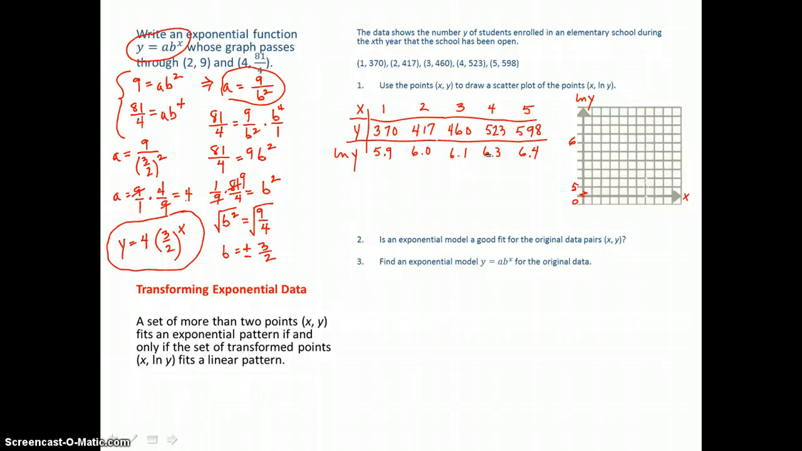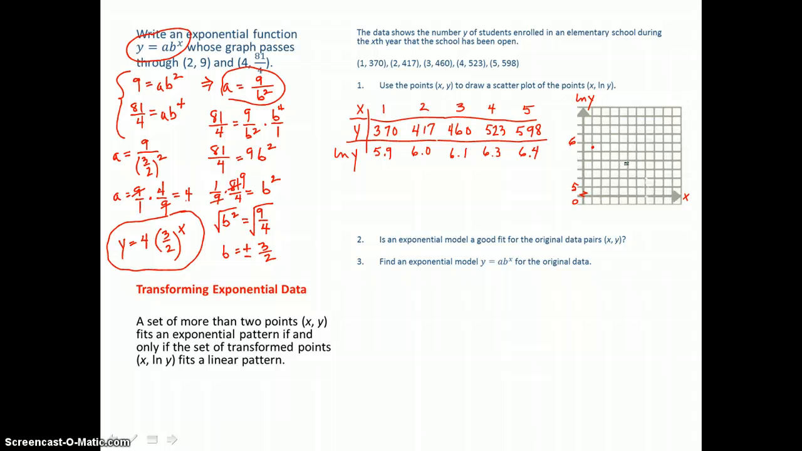On the right hand side, the data shows the number y of students enrolled in an elementary school during the x year that the school has been open. We want to use the points (x, y) to draw a scatter plot of the points (x, ln y). So I completed this table of values for us, and we're going to graph the ordered pairs (x, ln y). So the first ordered pair is (1, 5.9).